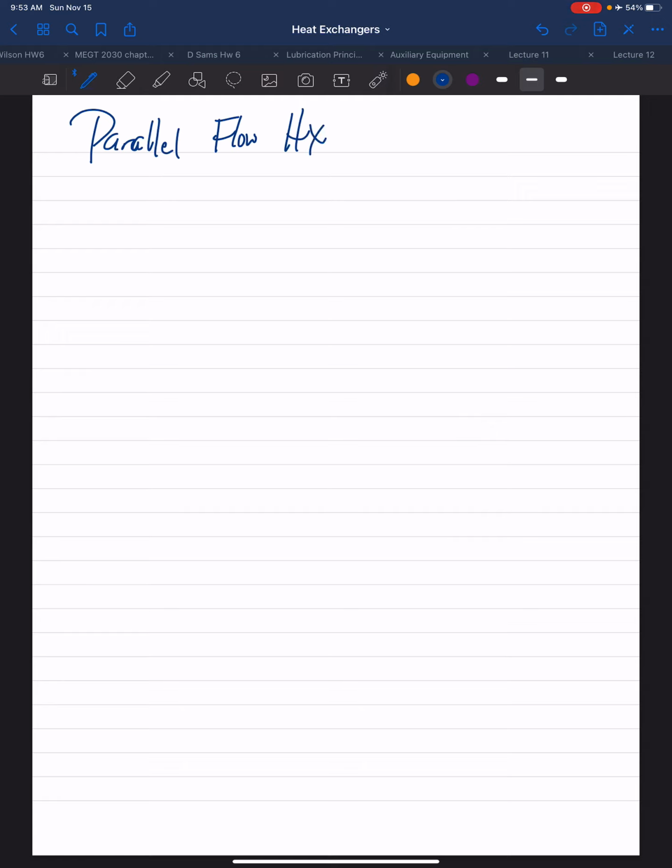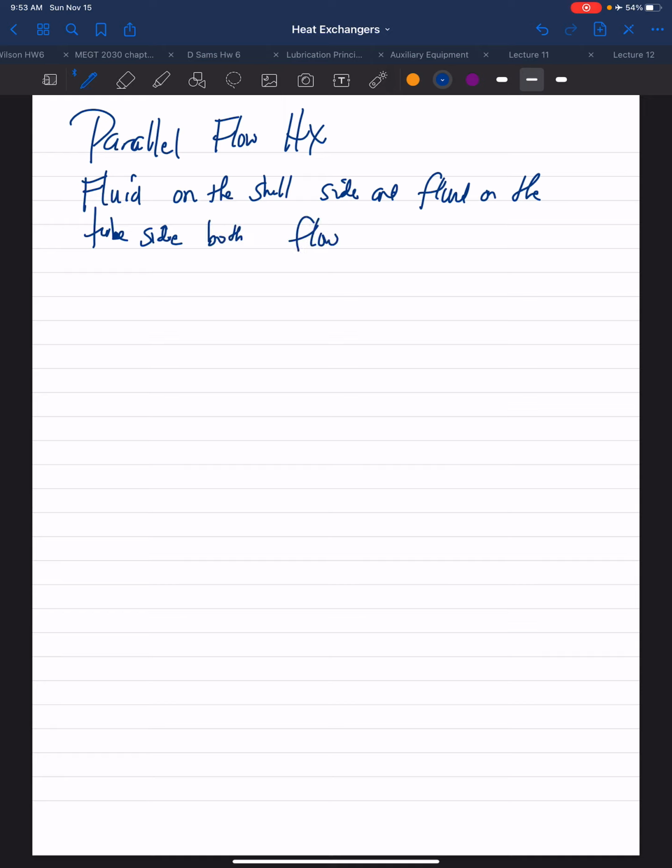So for a parallel flow heat exchanger, the fluid on the shell side and the fluid on the tube side both flow in the same direction.